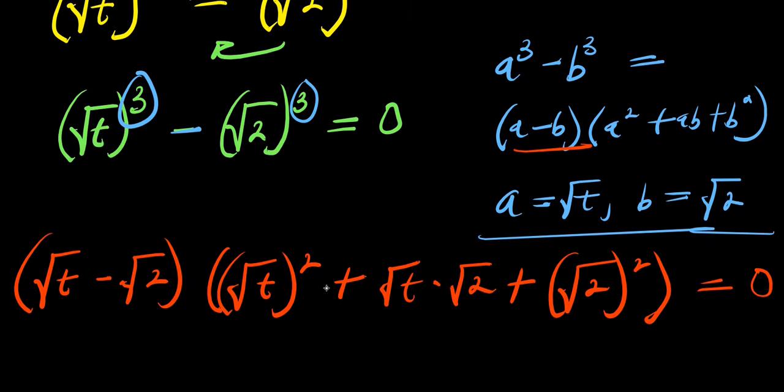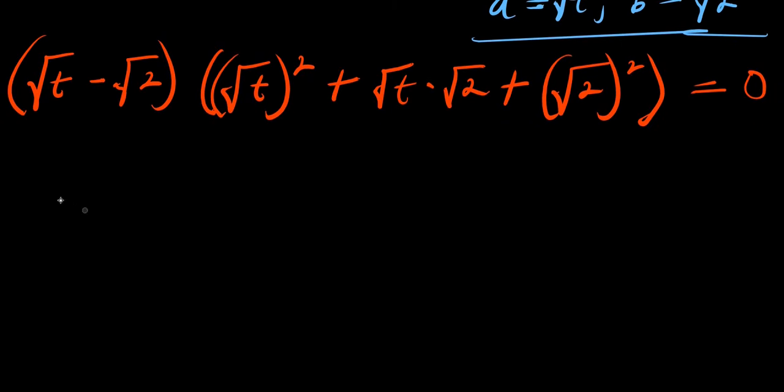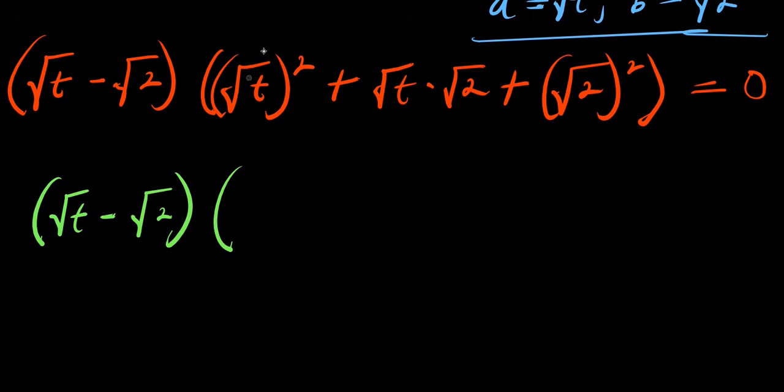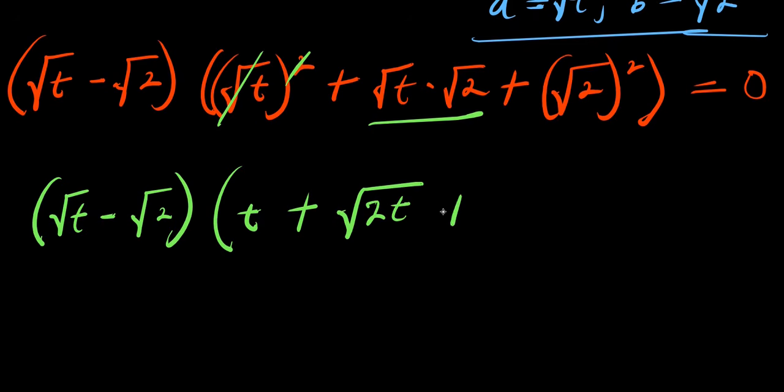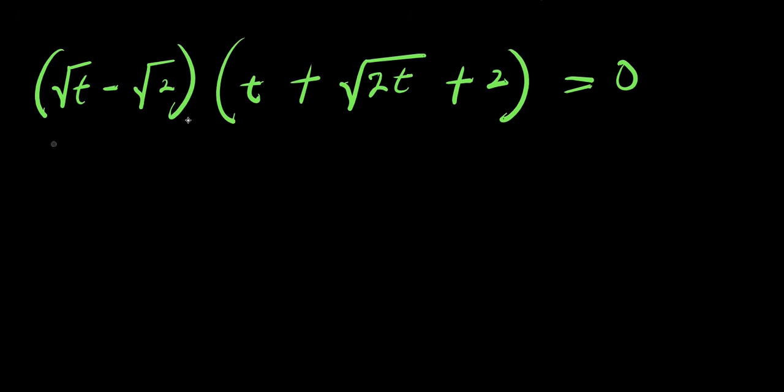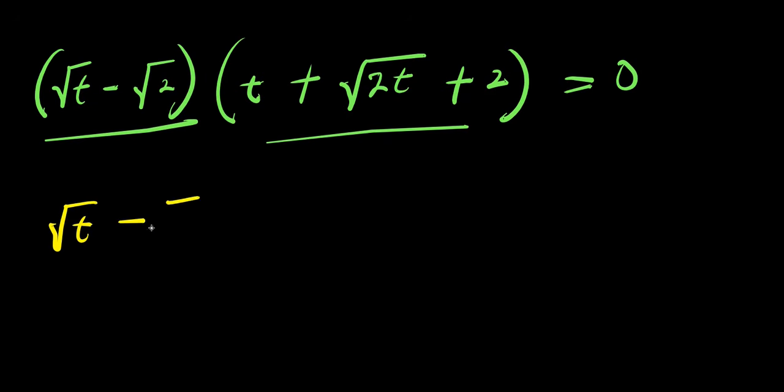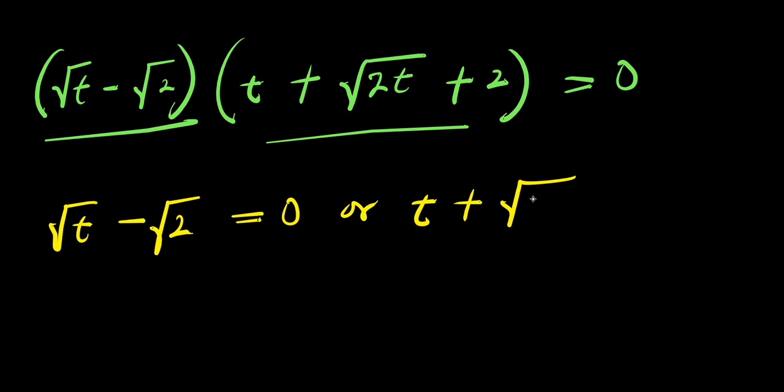So from here, what you are going to have is square root of t minus square root of 2, times, this cancels this, you have t, plus this times this, square root of 2t, plus this cancels this, you have 2, and this equals 0. So right now you can equate each of these to 0. You have square root of t minus square root of 2 equals 0, or you have t plus square root of 2t plus 2 equals 0.